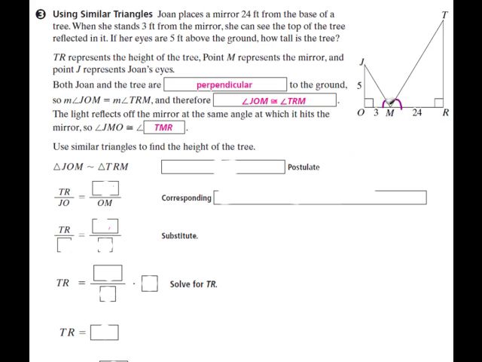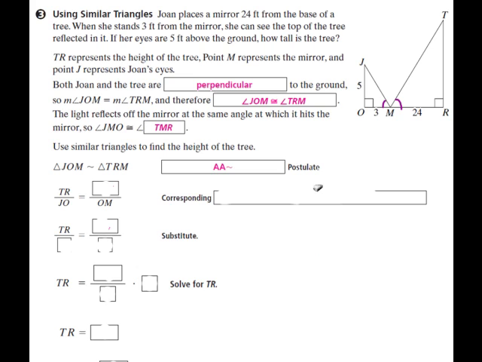So we now have two angles that are congruent in our two triangles, so we don't even need to look at the proportion of the sides. Right? We can just go straight ahead and say, using the angle-angle similarity postulate, that those two triangles will be similar. Make sure to write it correctly, right? J-O-M and then T-R-M when you write the similarity statement.